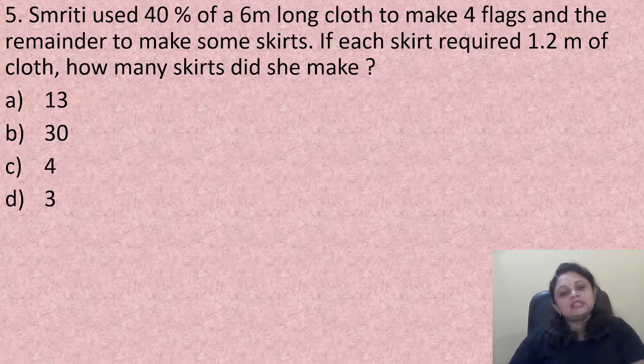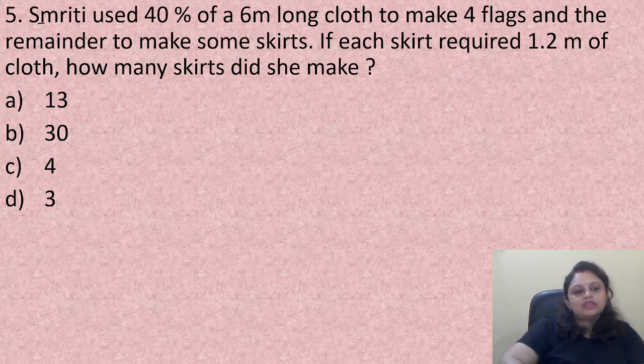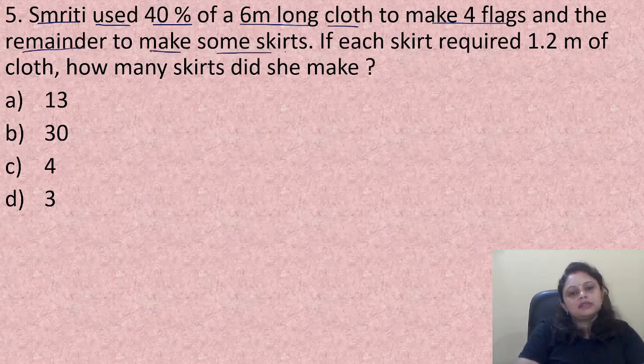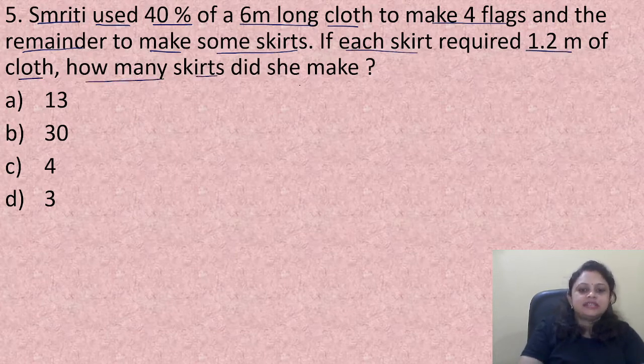Smriti used 40% of a 6-meter long cloth to make 4 flags and the remainder to make some skirts. If each skirt required 1.2 meter of cloth, how many skirts did she make? Option A 13, B 30, C 4, D 3. So, in the question it is given Smriti used 40% of a 6-meter long cloth to make 4 flags and the remainder to make some skirts. Each skirt required 1.2 meter of cloth. We have to find out how many skirts she made.